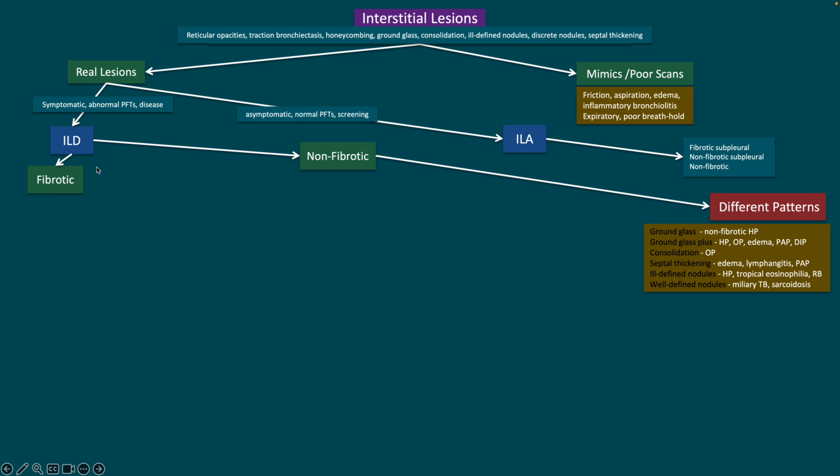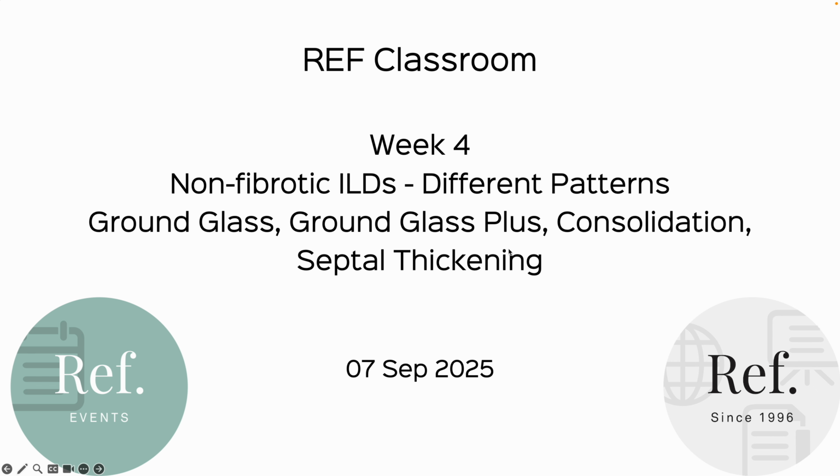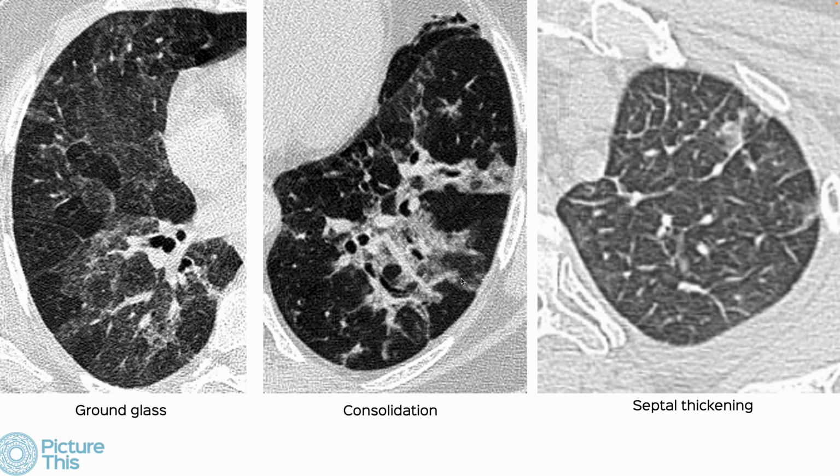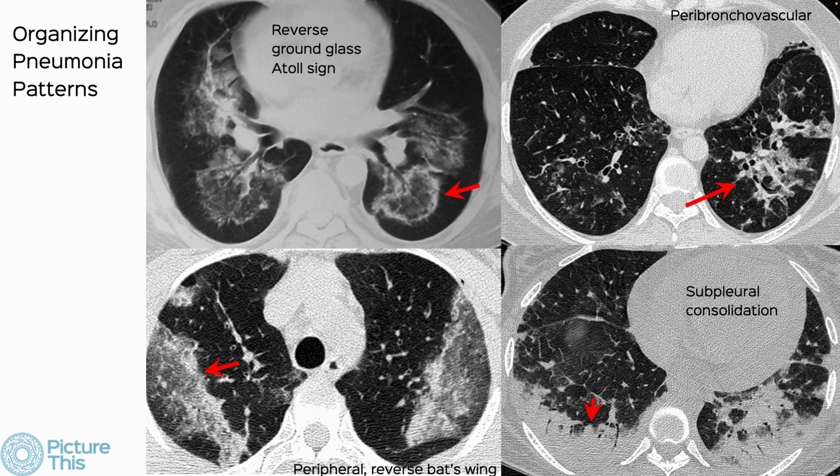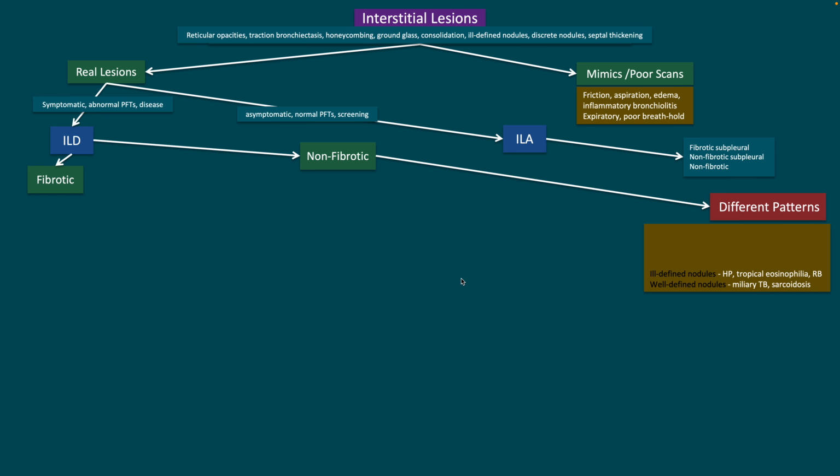Now, if it is an ILD, then the next question is, is it fibrotic or non-fibrotic? And when it's non-fibrotic, we have these 5 signs that may occur singly or in combination, and then based upon the pattern, we would make specific diagnoses. And so the next week, we'll be focusing on these 4. That's week 4 and 4 signs: ground glass plus consolidation, septal thickening. And we look at the nuances of making these diagnoses, including organizing pneumonia patterns.